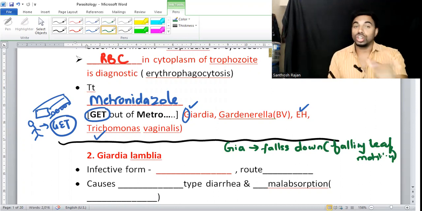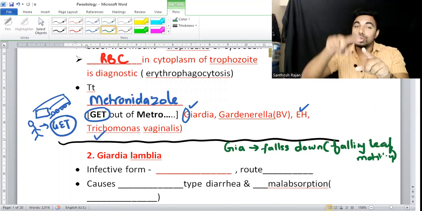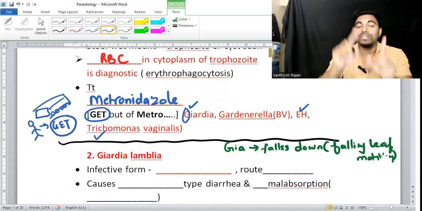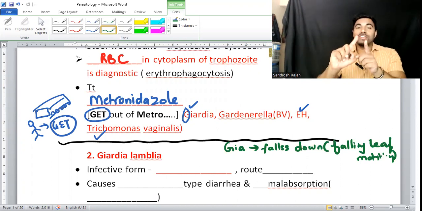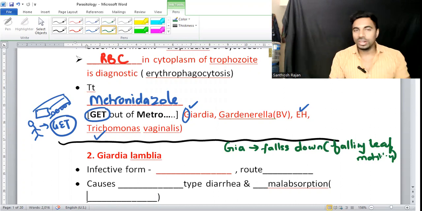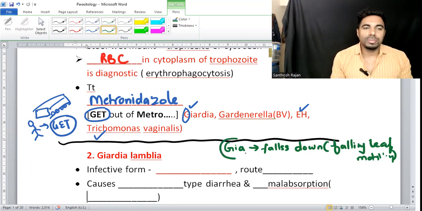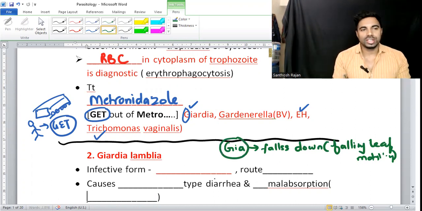Because you're going to confuse this with Trichomonas vaginalis. Trichomonas vaginalis also looks like Giardia. But what is its motility? T for twitching. Trichomonas twitching. Right? So Giardia, don't forget. It is an important, frequently asked question. That's why I'm stressing it in advance.